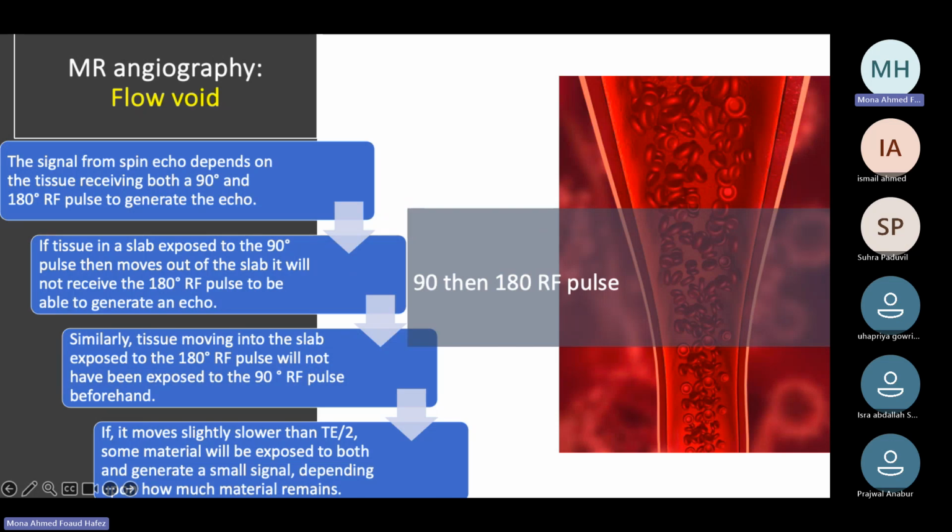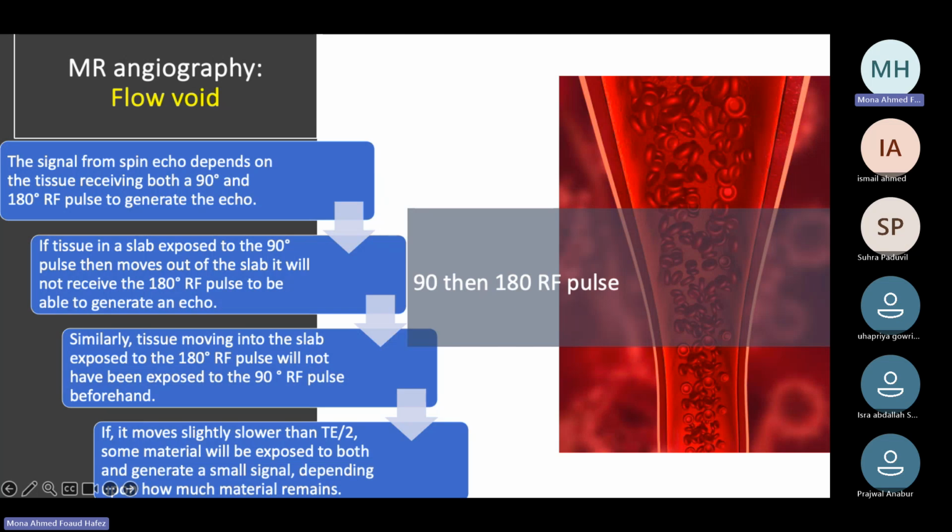Now, MR angiography flow void in conventional sequences occurs only in spin echo. In spin echo, to have a signal, we should apply 90 and 180-degree pulses. This is the slice being imaged, and this is outside the slice. Each tissue within this slice should be subjected to both the 90 and 180-degree radio frequency pulses to give signal. So the signal from spin echo depends on receiving both.